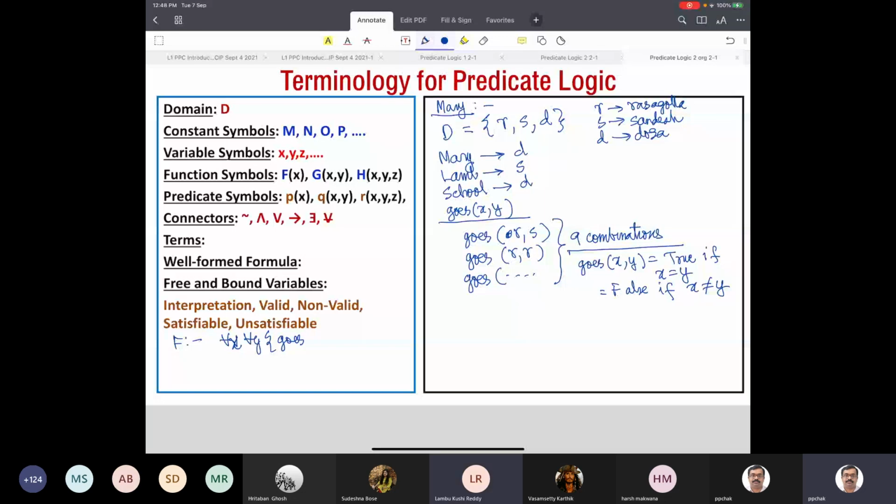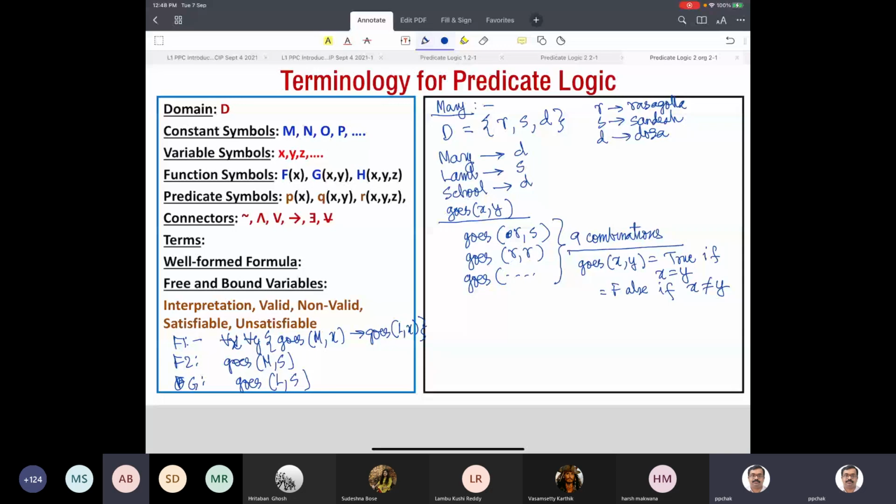For all X, goes(Mary, X) implies goes(Lamb, X). That is F1. F2 was goes(Mary, school), and the goal G was goes(Lamb, school), right? Are you all with me? Or lost? Anybody who is lost?